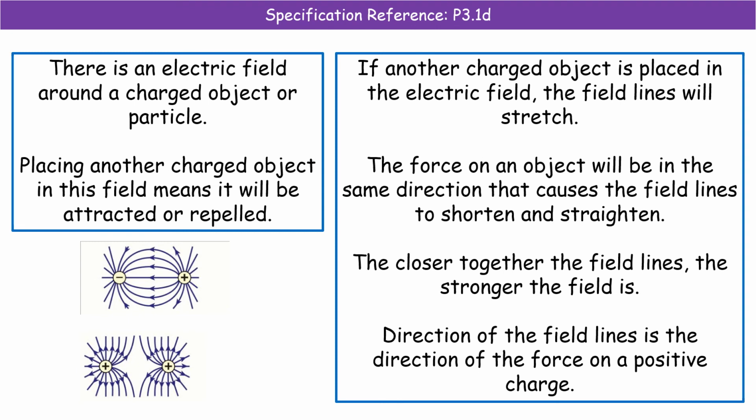If we're looking at a little diagram and they ask us which has the strongest field, then basically look for one that's got a lot of lines close together, because the closer together the field lines, the stronger the field is. And of course, don't forget the direction, it always goes from the positive.